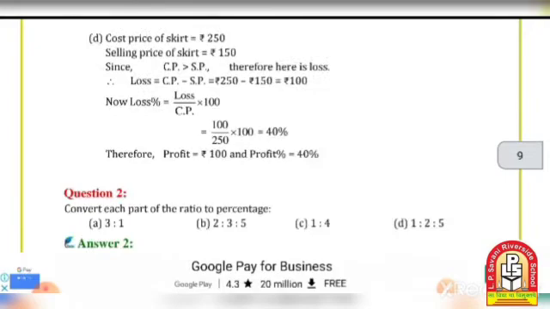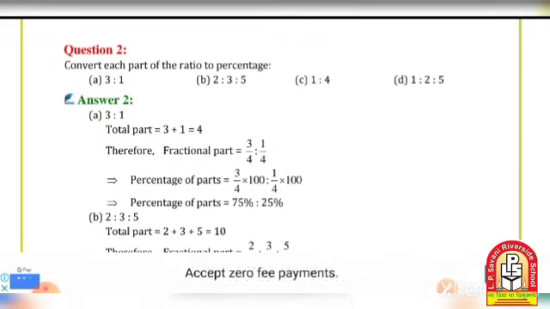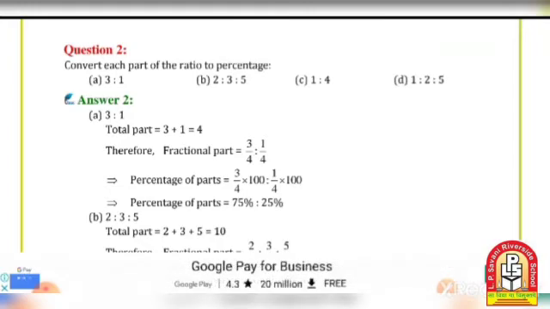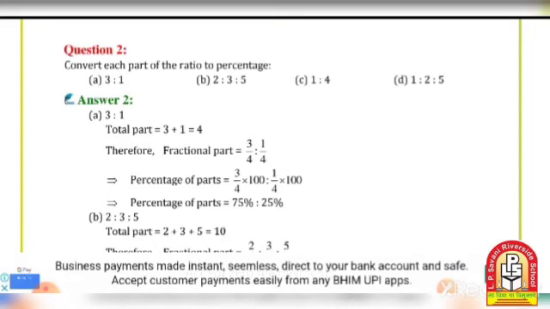Then in question number 2, convert each part of the ratio to percentage, that is 3 into 1. So 3 to 1 is 4 parts. So 3 plus 1 is equal to 4. So the fractional parts are 3 upon 4 multiplied by 100 and 1 upon 4 multiplied by 100. So we get the percentage of parts, that is 75% and 25%.